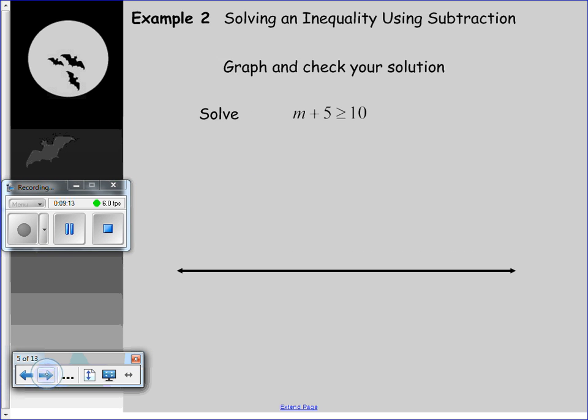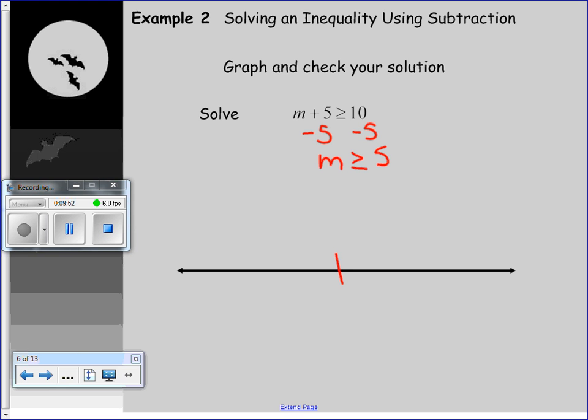Now, as we go to this next screen, you will be able to understand the previous screens a little bit better. In this example 2, it's asking you to solve the inequality using subtraction. And then we're going to graph and check your solution. So as we're using the addition and subtraction properties of inequality, what we do to one side of the inequality sign, we have to do to the other. So if I subtract 5 from this side of the inequality sign, I'm going to subtract 5 from this side. So now I have m is greater than or equal to 5.